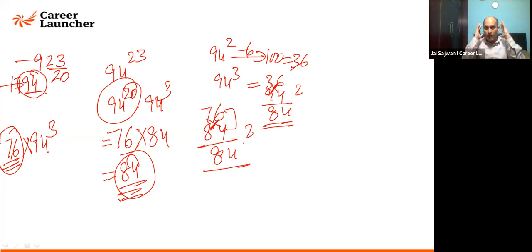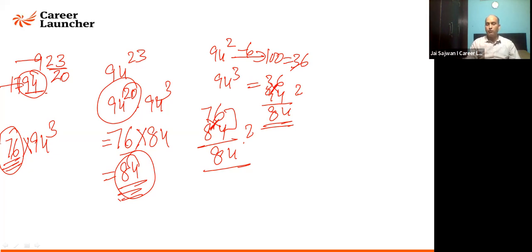ये extra है, दिमाग में डाल लो. Whenever there is an even number, 76 will come there, and 76 into an even number may not give you the same even number. In case of unit digit, this is not the constraint. Here there is a constraint. So I believe it is clear.